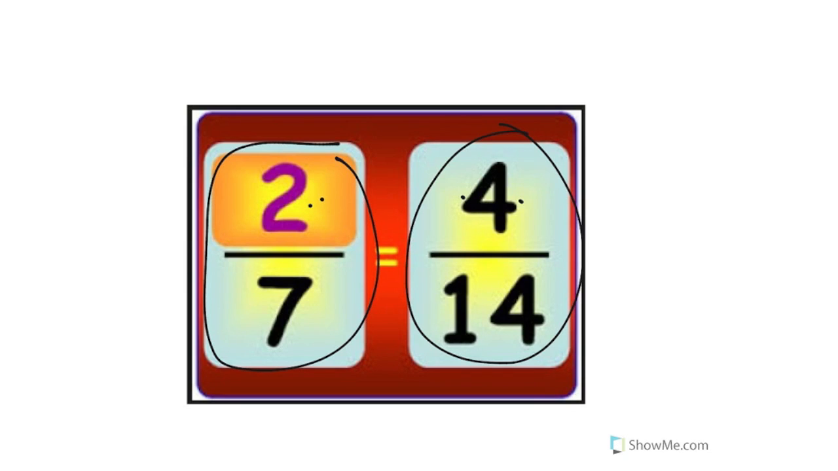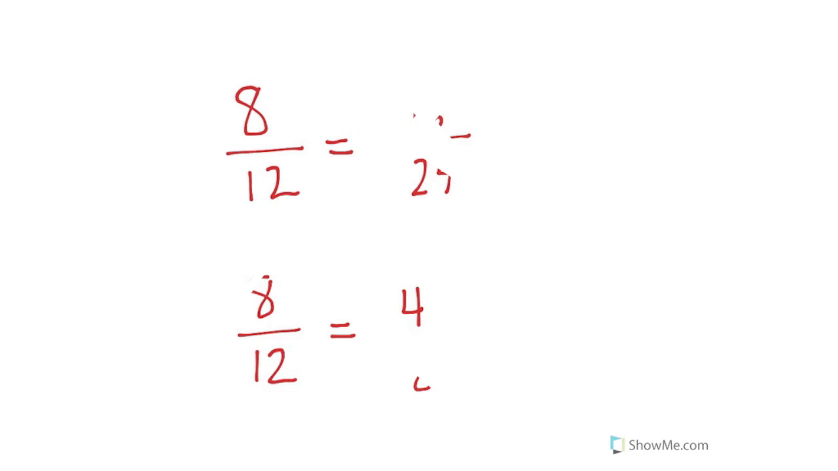All right, how did we get from 2 to 4? I did times 2. 2 times 2 is 4. What you do to the top, you must do to the bottom. 7 times 2 is 14. So it worked. Let's try a few more.